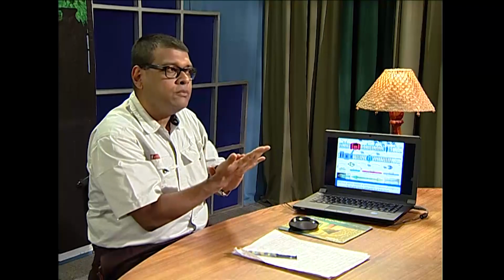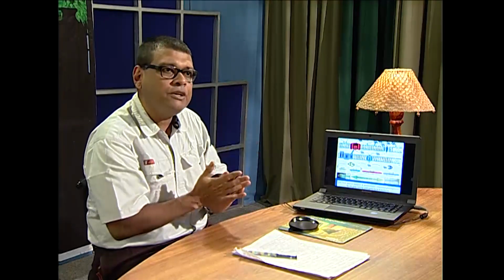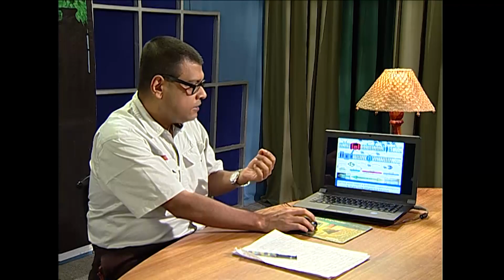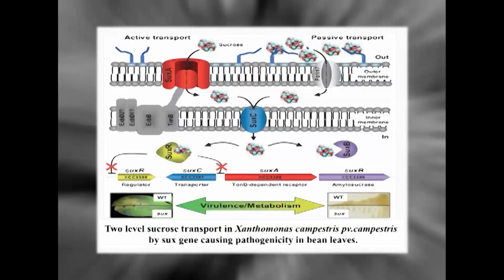Whenever an organism is growing on a particular surface, it needs nourishment. So there are some specific mechanisms by which they get nourishment, and one such source is the plant sugar, which is sucrose. You can see here in the case of Xanthomonas campestris, which is causing the leaf blight disease in different plants, in beans also, they have activated some specific SUC-A and SUC-C genes.